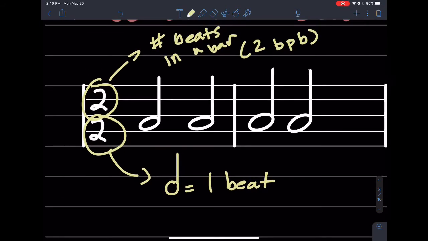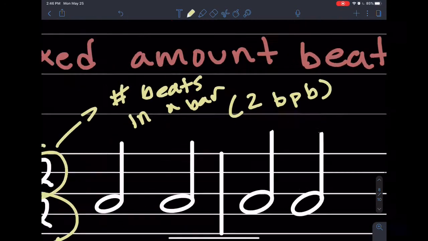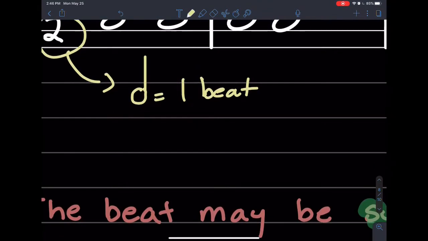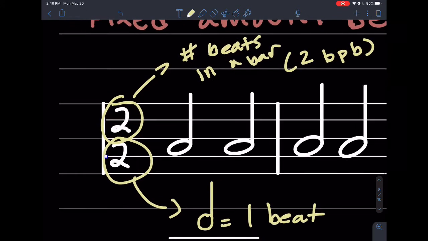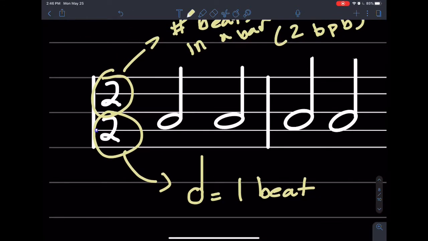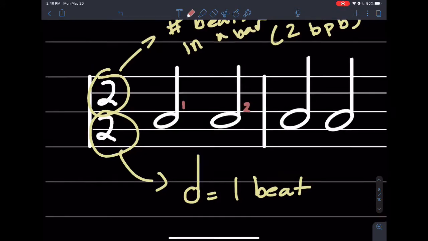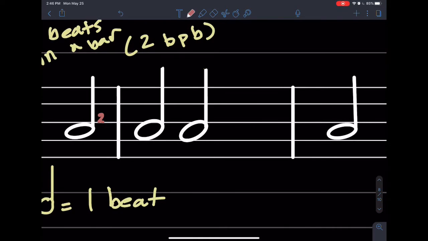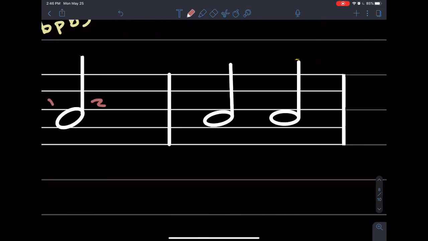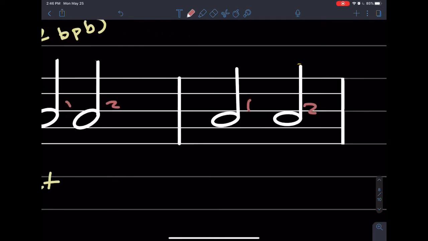We can do some very quick math here. There are 2 beats in a bar, and each half note is worth 1 beat. So that means we can have 2 half notes in 1 bar, and that's what I've done right here. I'm going to write in this cool red color: this is beat 1, beat 2. Each half note is worth a beat, and we can have up to 2 beats. 1 beat, 2 beats, 1 beat, 2 beats.